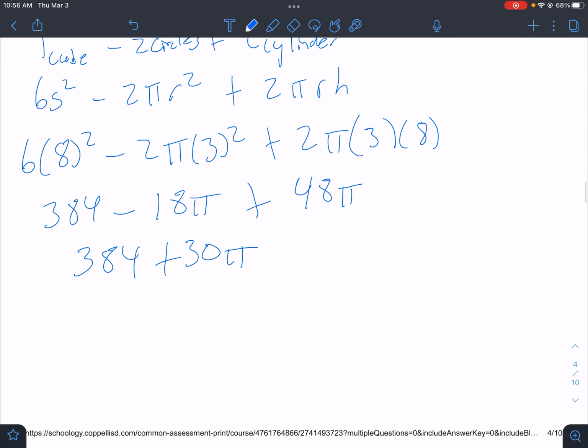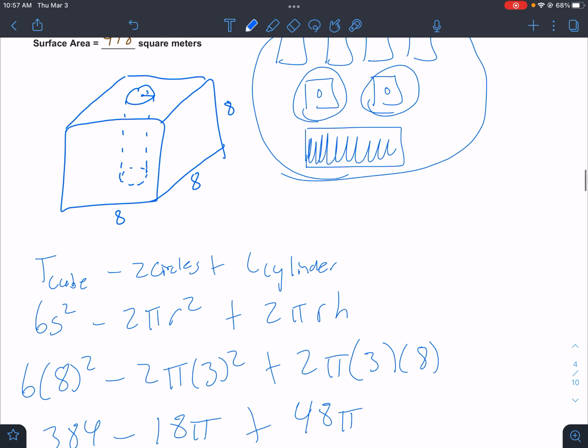Well, they want us to round to the nearest whole number, so 384 plus 30 pi would be 478.248, which rounds to 478.